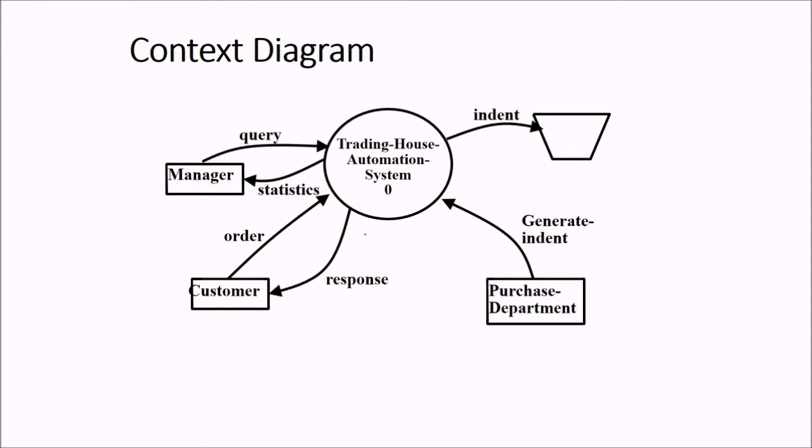So this is the context diagram of what we have talked about, the level 0 DFD. Manager, customer, purchase department. This is the trading house automation system. Manager query, he gets the statistics. Customer order, he gets the response. Purchase department, it generates the indent, and the indent is given to the external entity.